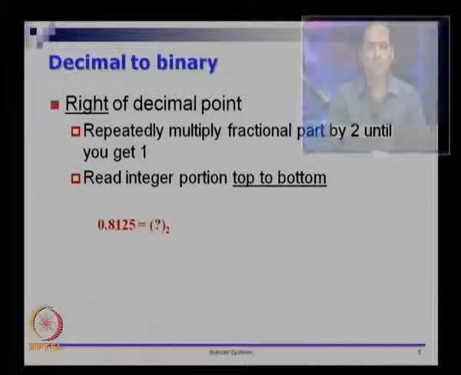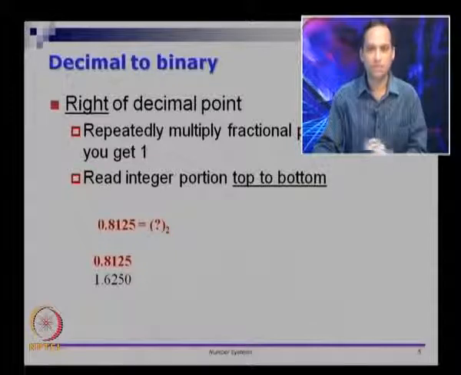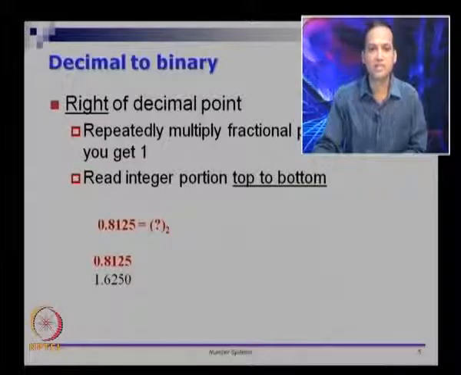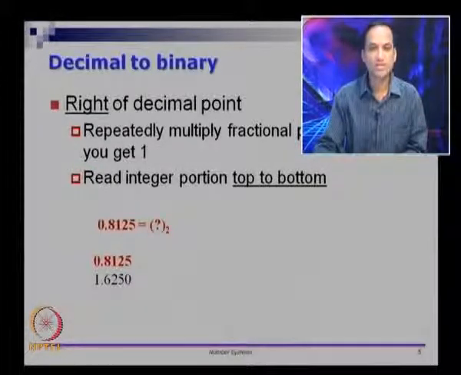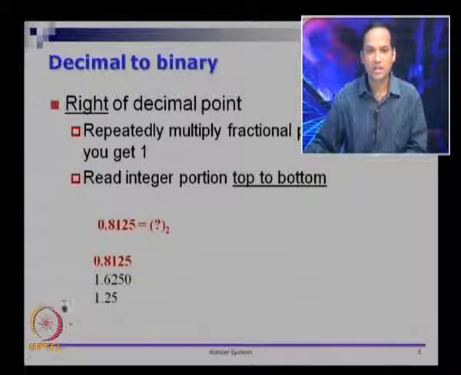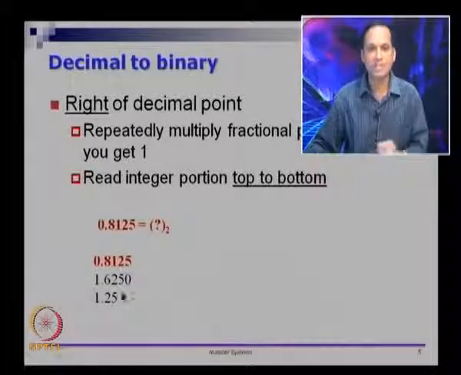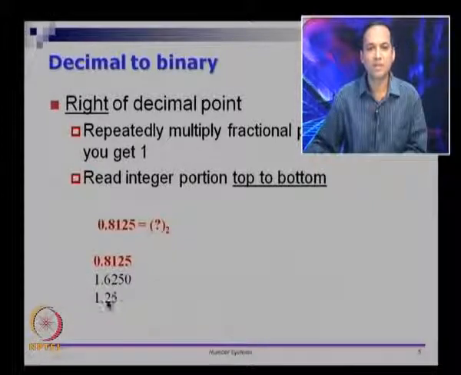So let us see this example, 0.8125. I want to find out what is the binary representation for it. I take 0.8125 and multiply it by 2. You represent this in decimal now, and it gets you 1.625. So you keep the 1 aside, take just 0.625 and multiply that by 2. So 0.625 into 2 is 1.25. Remember, it is not 1.625 into 2. We keep the 1 aside, take only this 0.625 and multiply that by 2.